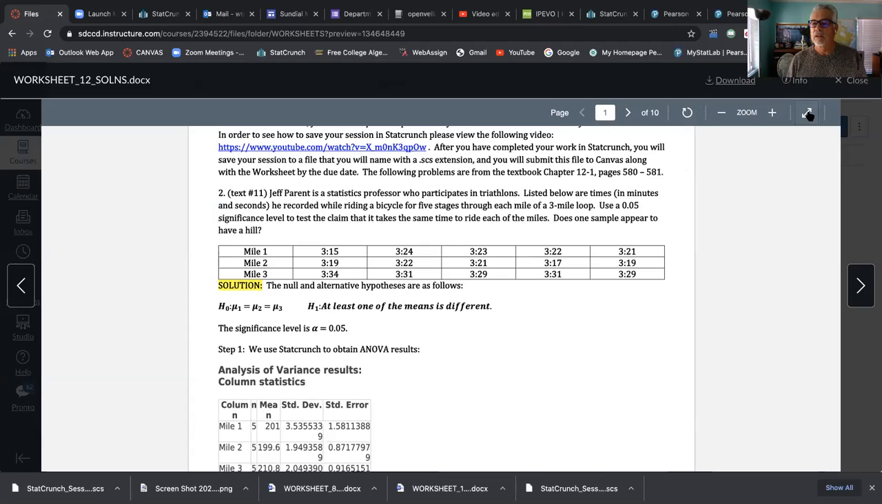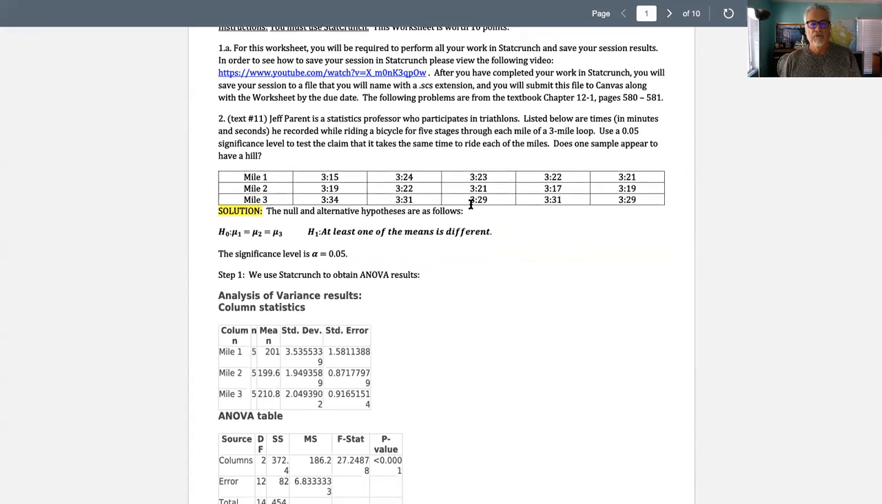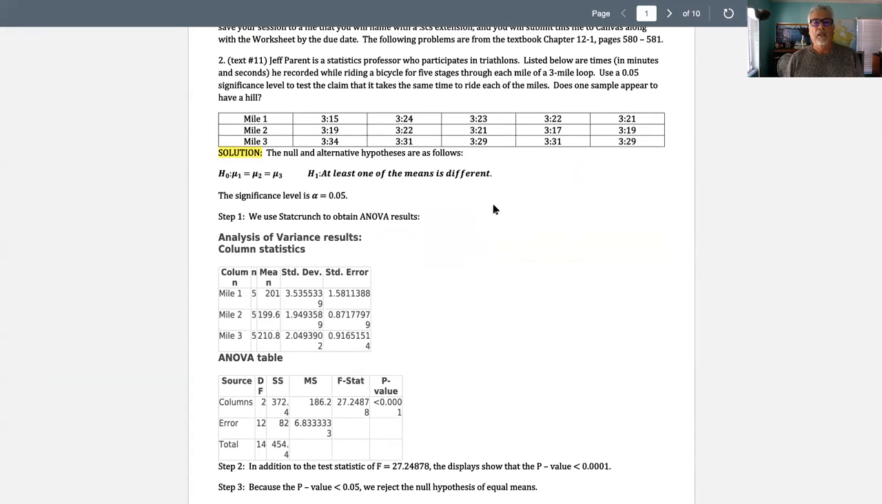All right, let me put it in full view here. Okay, so you can go back into your text and refer to section 12.1 as you go through these problems, as you write them up yourselves, all right? So listed in the table are the times in minutes and seconds he recorded while riding a bicycle for 5 stages through each mile of a 3-mile loop.